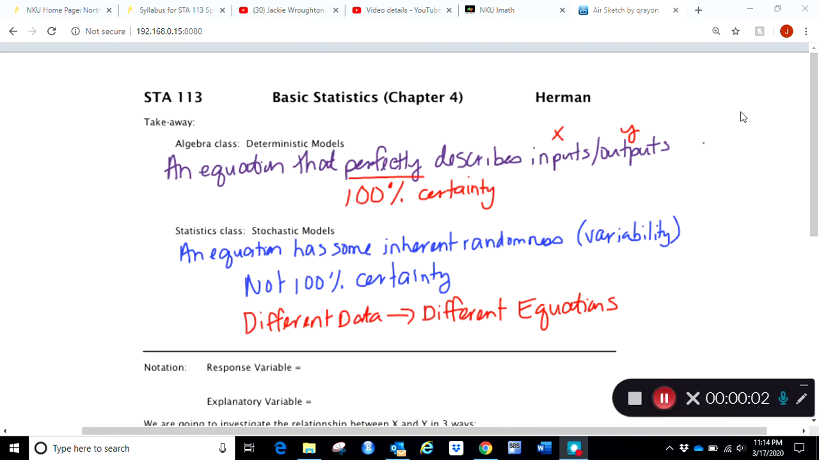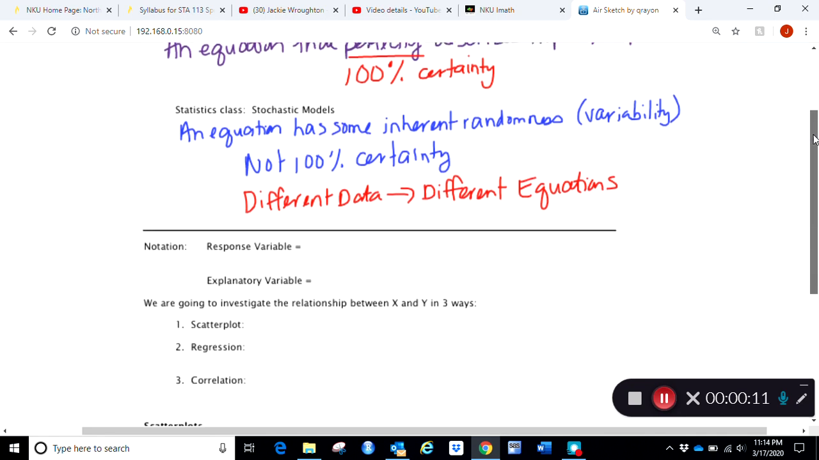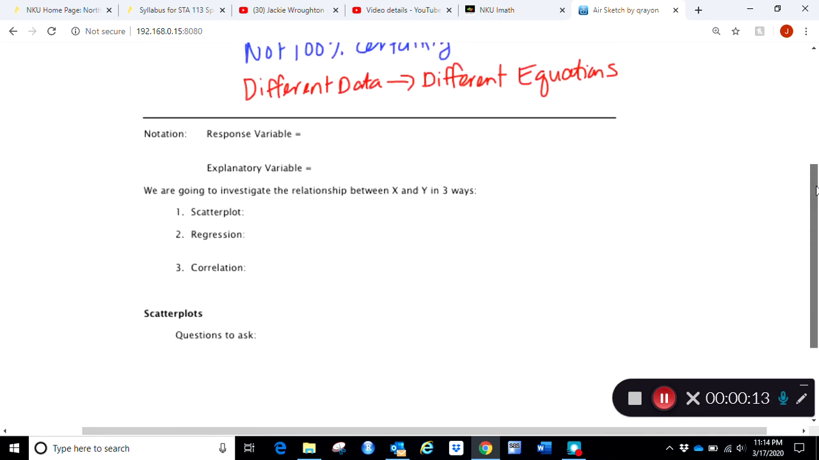So in the last video, we introduced you to the idea of how statistics models are going to be different than what we learned in algebra class. So let's first talk about how they're a little bit similar, and then what our goals of the rest of this chapter are really to do. So what we're going to have is two variables, and think of those as your x and y that we had in algebra class.